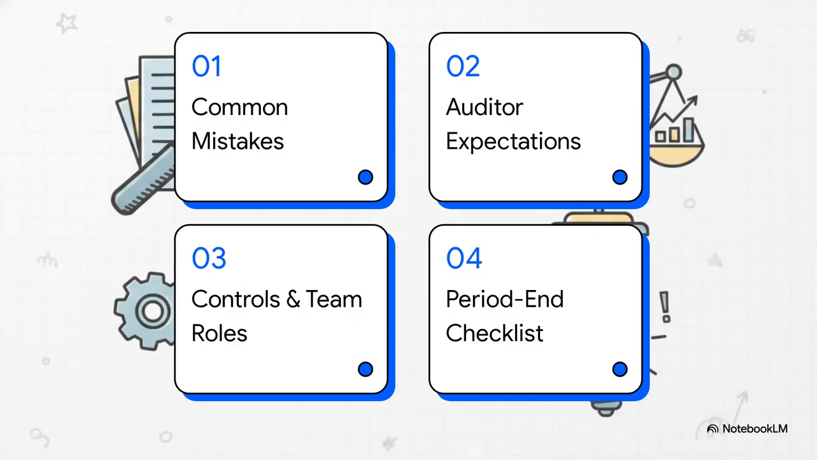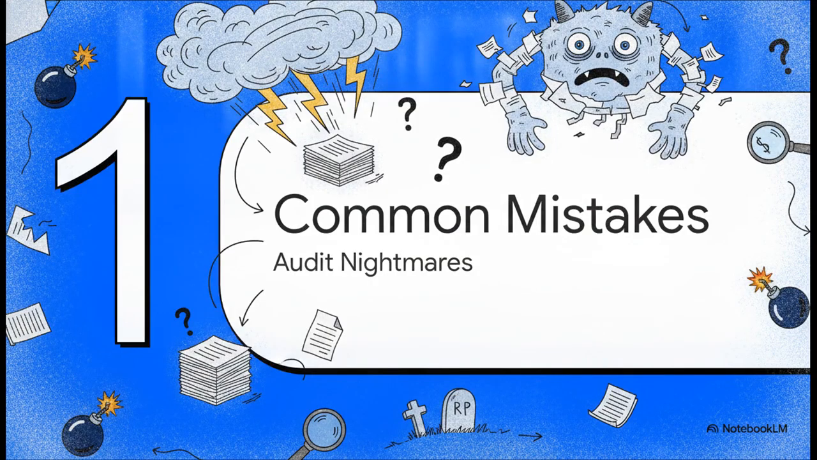Here is our playbook for today. 1. Common disclosure mistakes. 2. Thinking like an auditor. 3. Controls and team roles. And 4. The period end checklist.